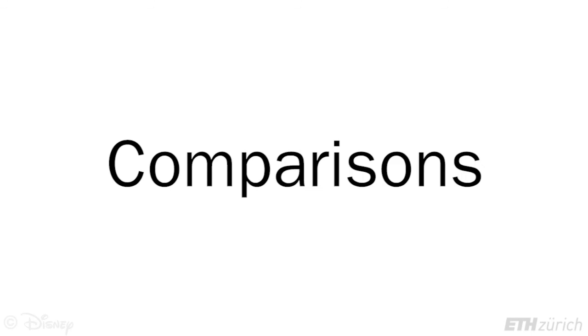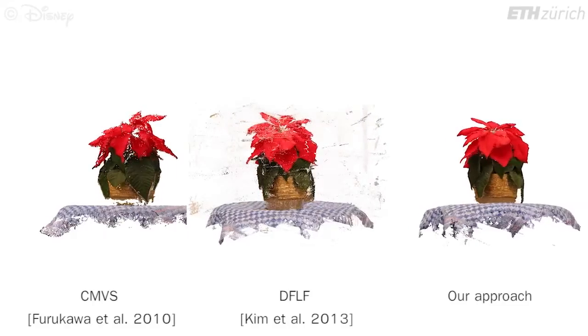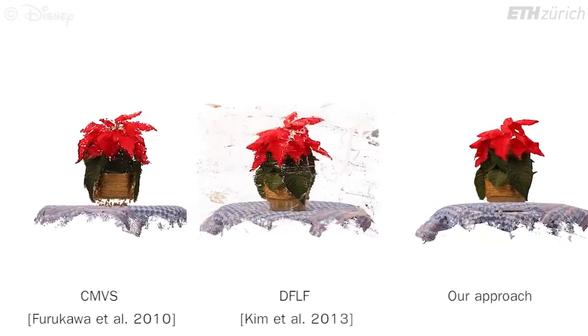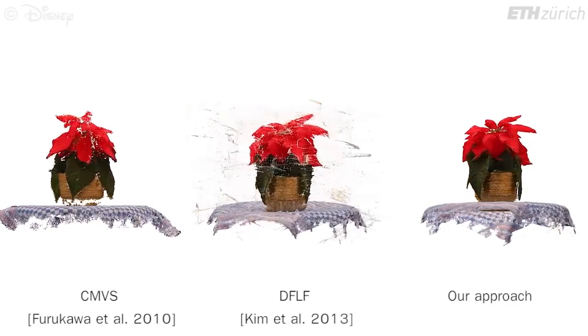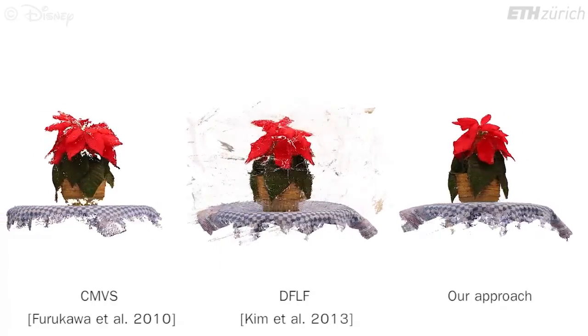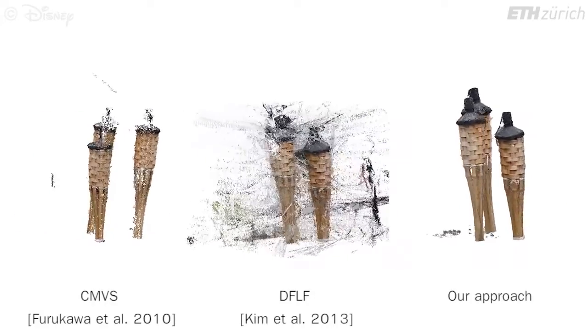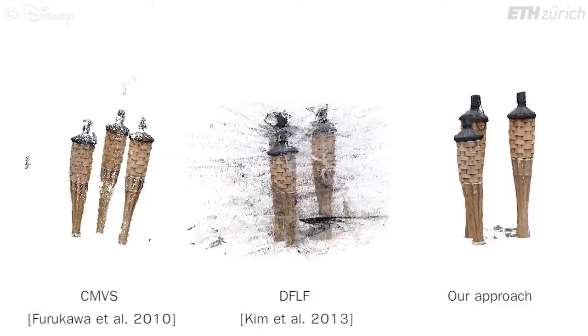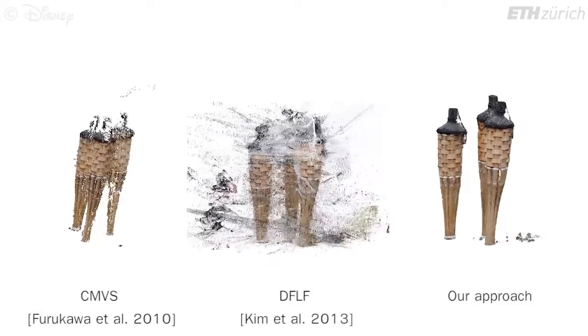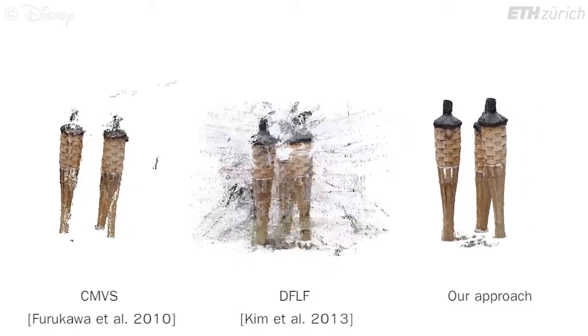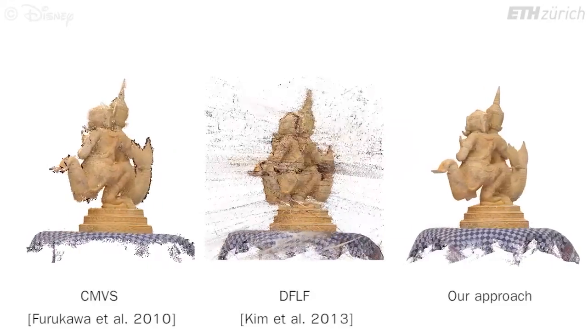Here we show comparisons to other methods. Here we compare to the point clouds computed using CMVS. CMVS uses a patch-based approach, which yields sparse points and misses fine structures. DFLF rather uses a per-pixel approach, which yields denser results but with a higher degree of erroneous estimates.